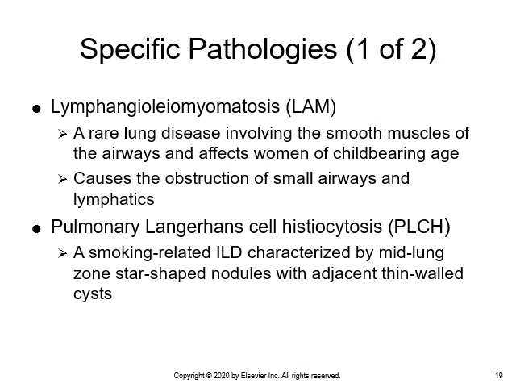Pulmonary Langerhans cell histiocytosis is a smoking-related interstitial lung disease characterized by mid-lung zone star-shaped nodules with adjacent thin-walled cysts. It was once considered a benign condition in adults, but long-term complications such as pulmonary hypertension are becoming increasingly recognized. Diagnosis is confirmed histologically by tissue biopsy.